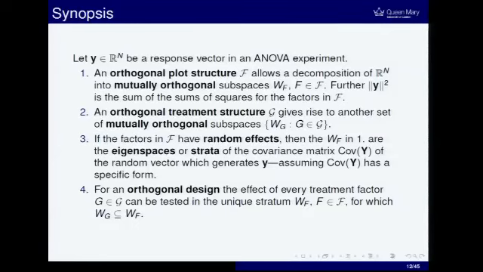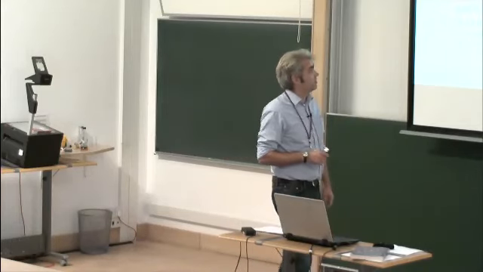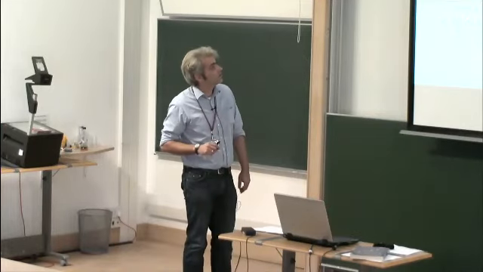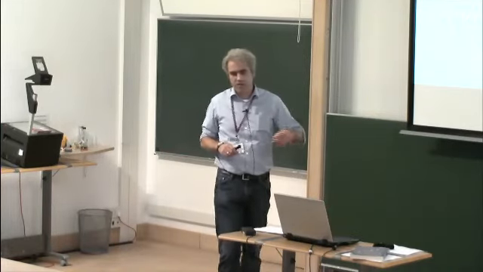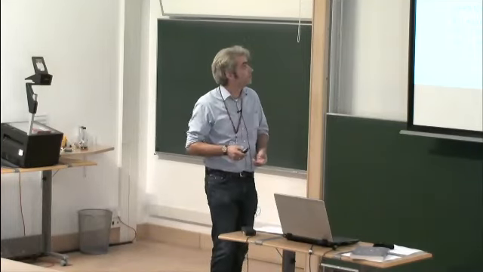Now the second bit is the orthogonal treatment structure. Again, denoted here by curly G, this is a set of factors, but now about the treatments, and this gives another set of mutually orthogonal subspaces of n-space.